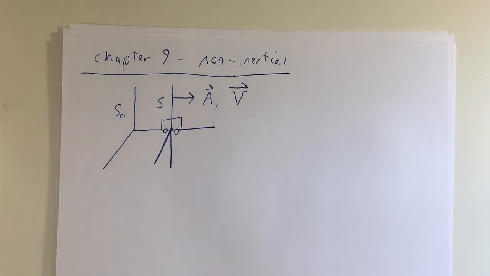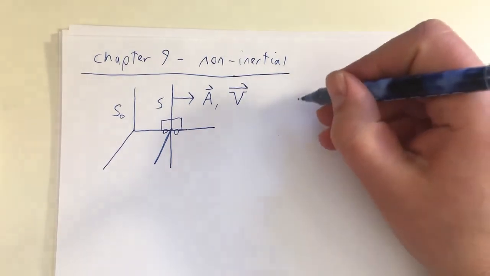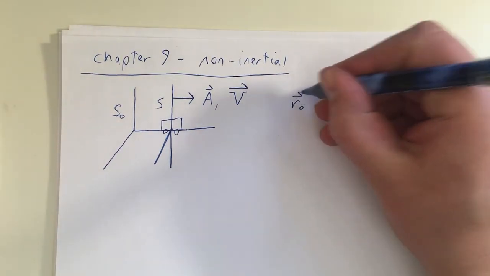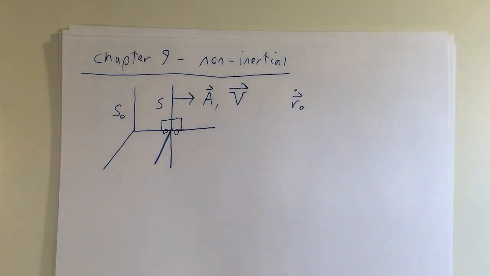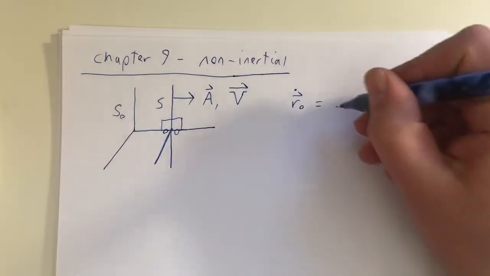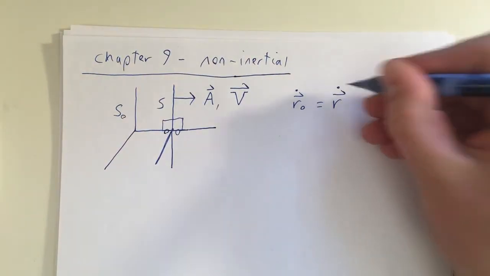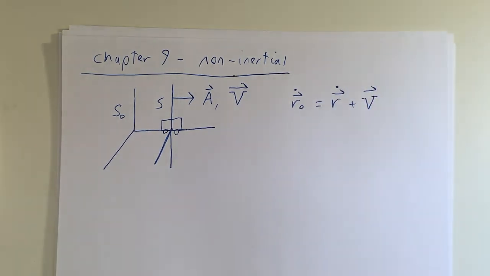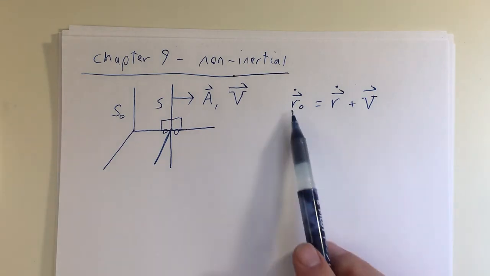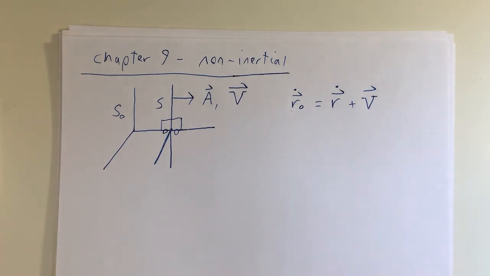If we want to talk about the motion within this frame, I always talk about the velocity relative to the inertial frame, so we'll use a little subscript zero here, and that's equal to the velocity within our moving frame plus the velocity of our moving frame. This is just the relative velocity equation: the velocity in our inertial frame equals the velocity in the non-inertial frame, plus the velocity of that frame.